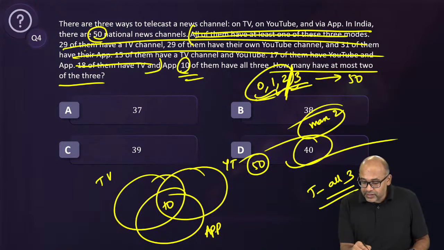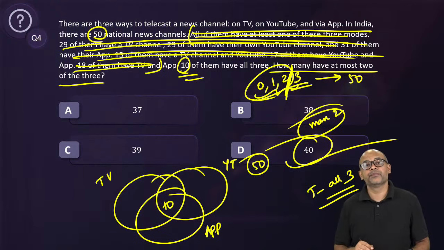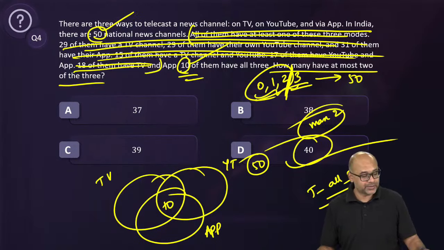This entire structure is given just to confuse you and waste your time. You just need to pick this 50 and this 10, job is done. Clear? Let's move on.